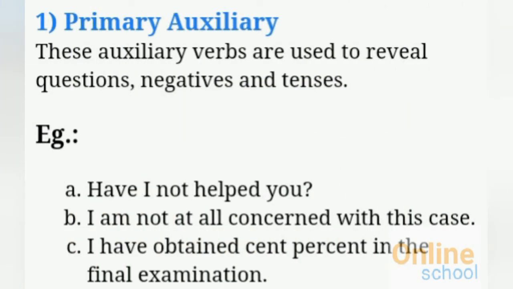The primary auxiliary verbs: these auxiliary verbs are used to reveal questions, negatives, and tenses. Examples are: Have I not helped you? I am not at all concerned with this case. I have obtained 100% in the final examination.